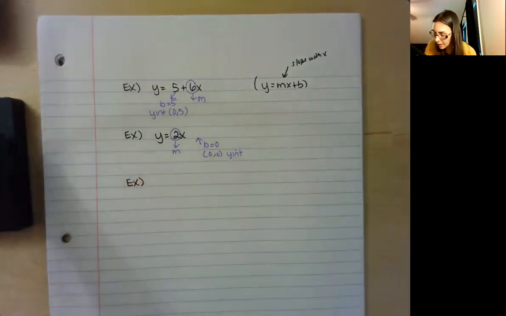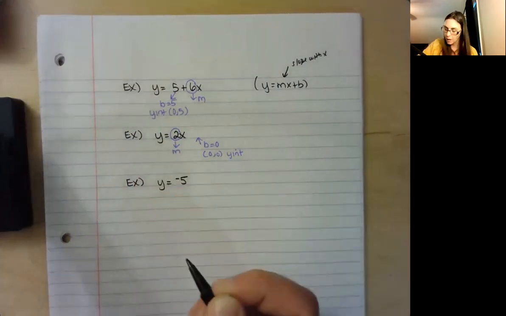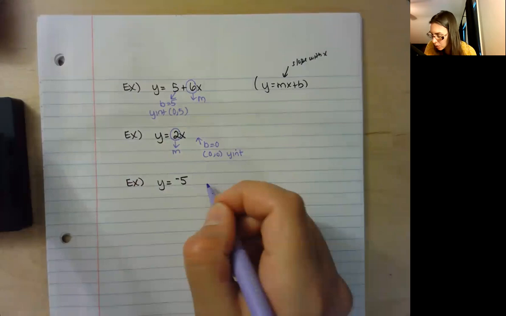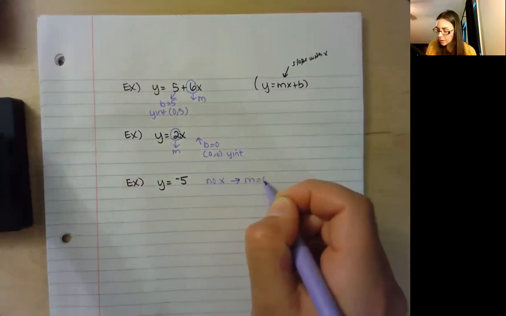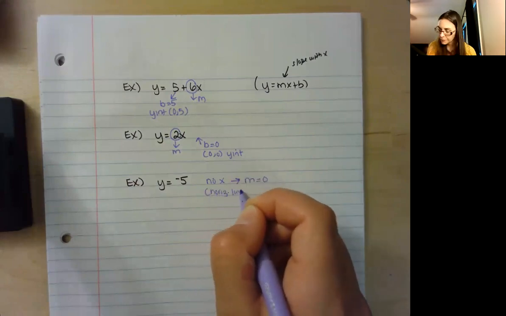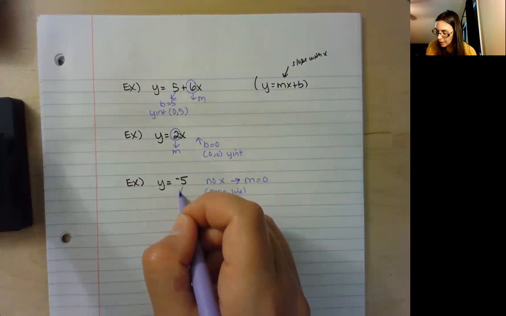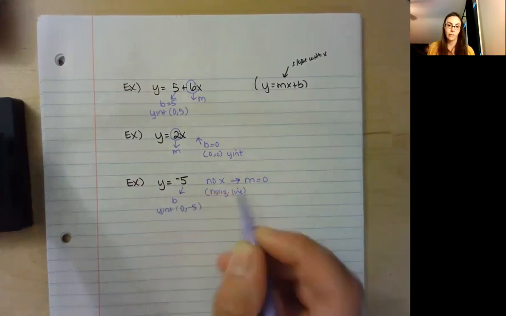Similarly, if I have something like y is equal to negative 5, notice that there is no x. So if there's no x, your m is 0. This happens to be a horizontal line, and this is your b. So your y-intercept is 0, negative 5.